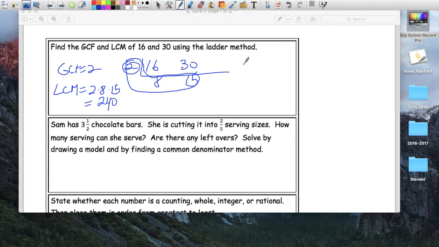So what does that mean? It means that 2 is the biggest number that goes into 16 and 30. No other number can go into those two. And 240 is the first number that both 16 and 30 share as a multiple, the smallest one. Okay, so let's move on.